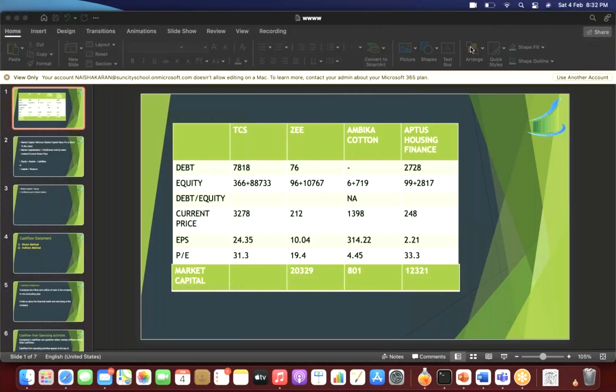Yes, Purnima ji, for Aptus you are correct. Ambika, you are correct. But please check Z. You've written 6.99. I think there is a typing error. Two numbers, Anjan ji, are there because I have given equity and the other is reserves and surplus. So that is why. And we did yesterday, equity is equal to share capital plus reserves and surplus.